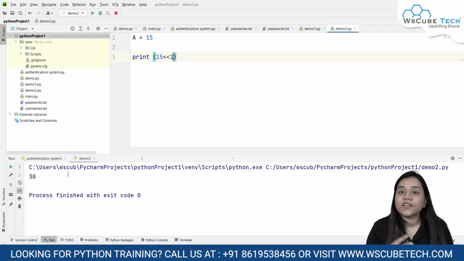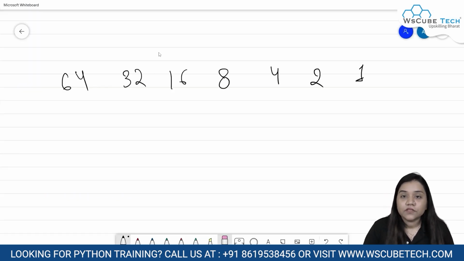Now let's understand what the right shift bitwise operator is. So guys, talking about the right shift bitwise operator, what right shift does is remove the last two bits from the string. Let's have a look at how it can be done.